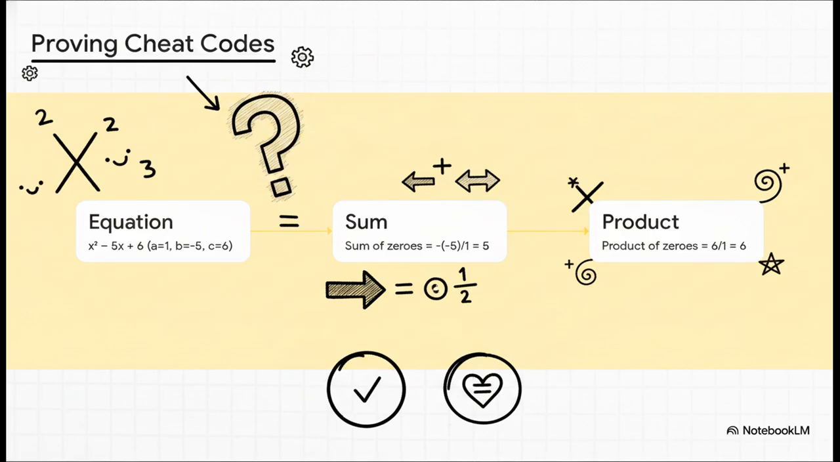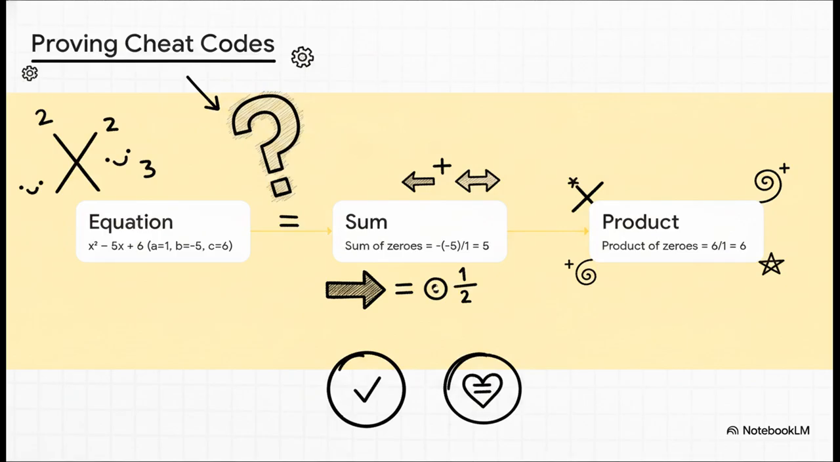Using our cheat code formula, the sum of the zeros should be -b over a. So -5 over 1, which is +5. The product should be c over a, which is 6 over 1, giving us 6. Now, if we actually did all the long math to find the real zeros of this equation, they turn out to be 2 and 3.